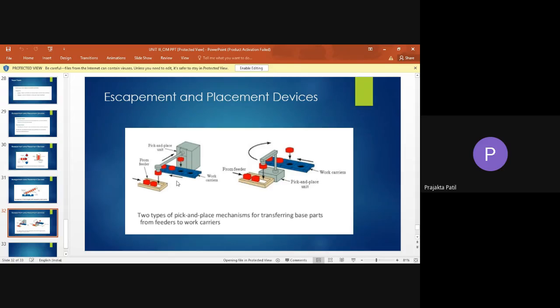You can see here again, this is linear type. It will pick the part from here, retract, go back, place it here and come back. And this is a work carrier, which will take the parts and move ahead to different stations. Likewise, here you have this material handling system or a robotic arm, a pick and place unit, which will have a rotary motion, take an arc, take a turn. Sorry, it will move by 180 degrees and place it at the work carrier.